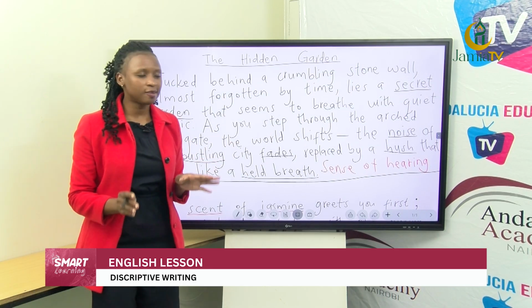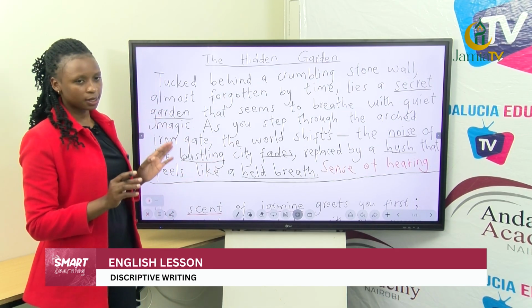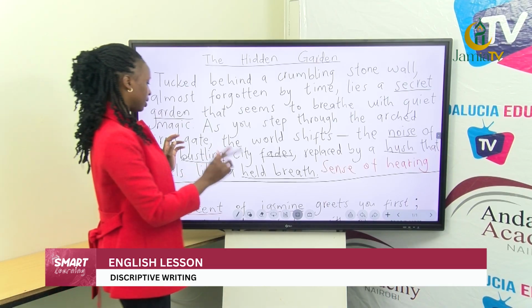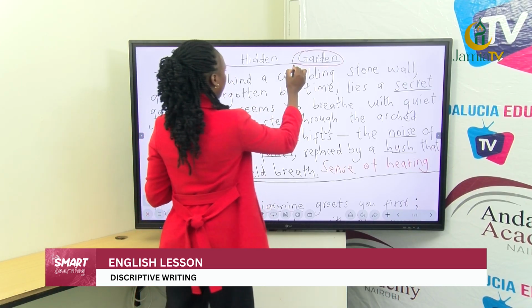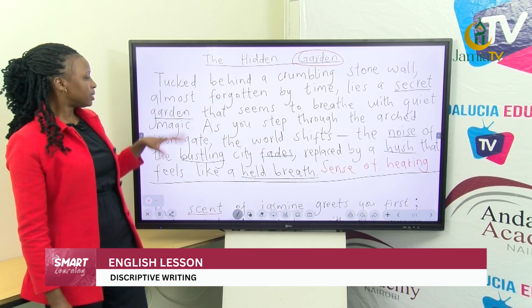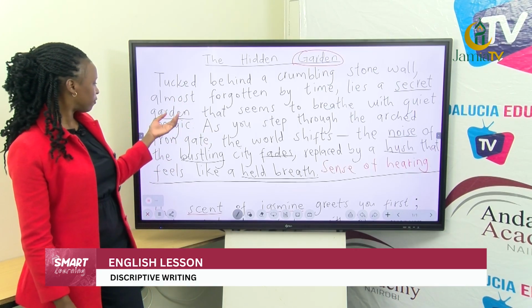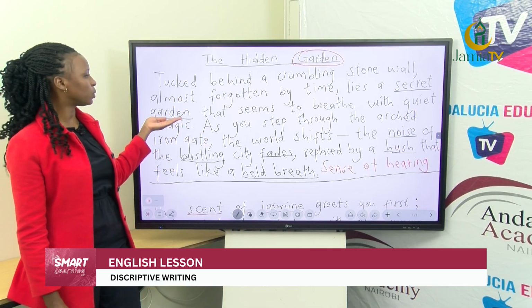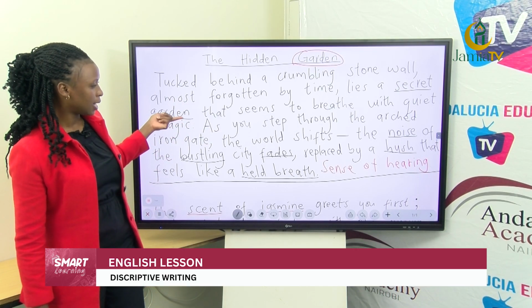Generally, the whole text is describing a hidden garden. That's okay. We understand that. And here it is, a secret or a hidden garden. But if you look at the first paragraph, the first sentence is introducing to us what we are looking at. That is the secret garden.